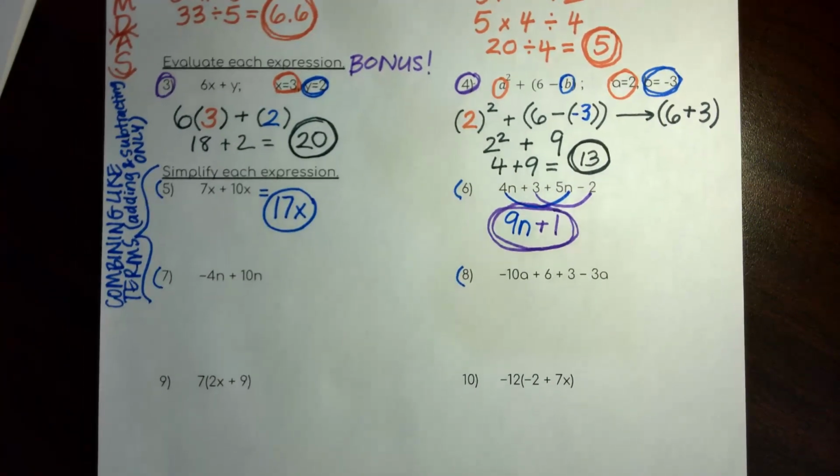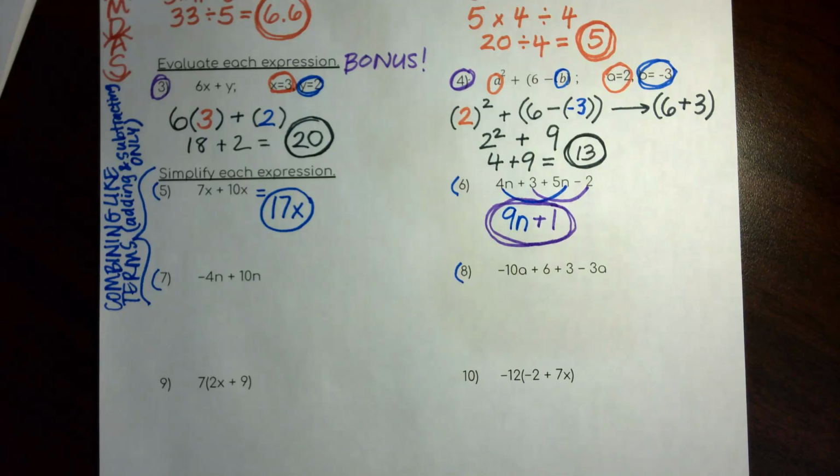All right, let's look at 7. We have negative 4n plus 10n. Negative 4n plus 10n. What are we going to do here? We're just going to add them together. What is that going to give us as our answer? 6n. Positive or negative?